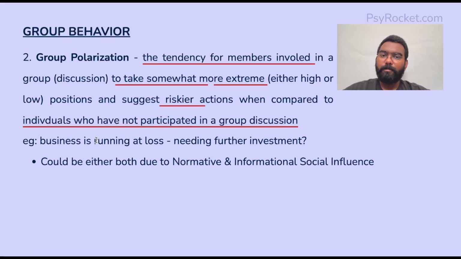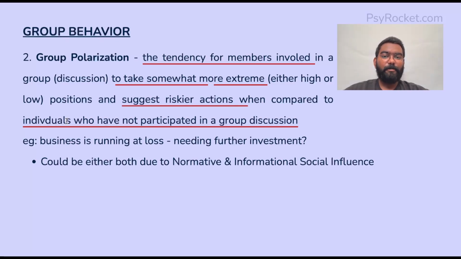Then both businesses are running at a loss. Now to make that business profitable, we need more investment into that. So now what they'll do is, the group which has started that business together has a tendency to take more risks, okay, suggest riskier actions when compared to individuals. So this individual does not belong to a particular group. Whatever risk he has to take, he has to bear the consequences alone. So that is why he has the lesser tendency to take riskier actions.